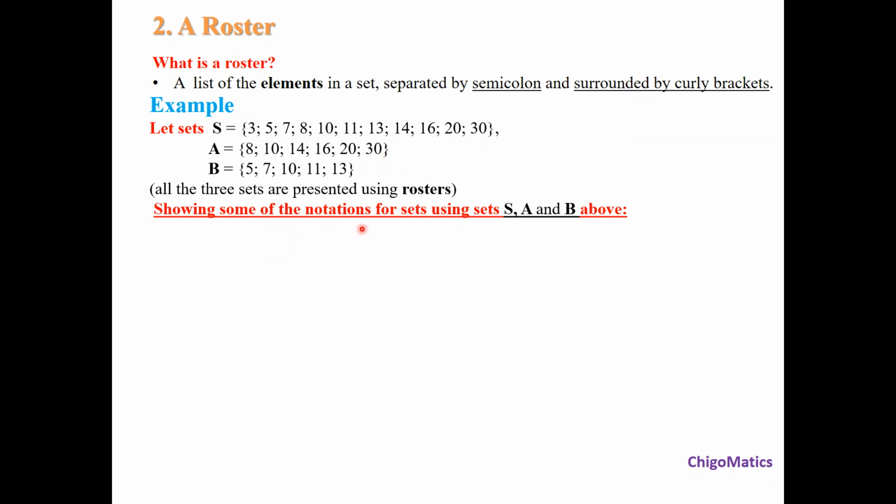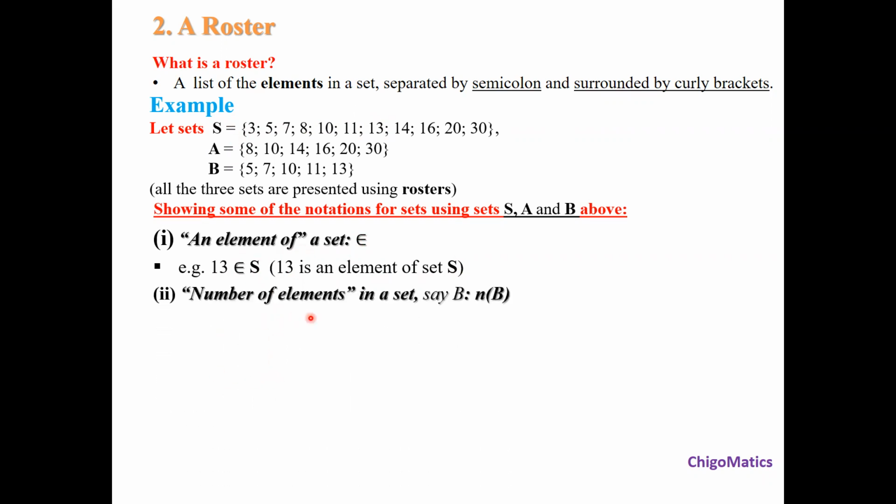Now, showing some of the notations for sets using sets S, A, and B above. We are going to use these sets as we go through the notations used in sets. Let us start with the notation for an element of a set. We use this sign. An example: 13 is an element of S. So 13 is an element of set S, and if you go into this set, 13 is there. That means 13 is a member of this set.